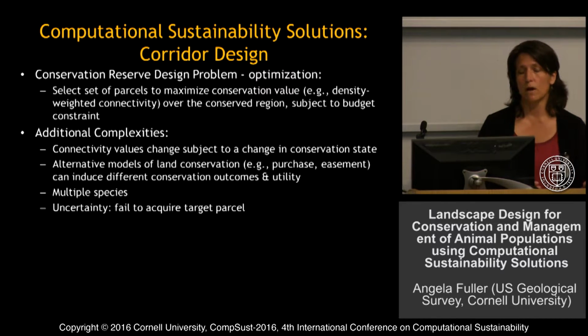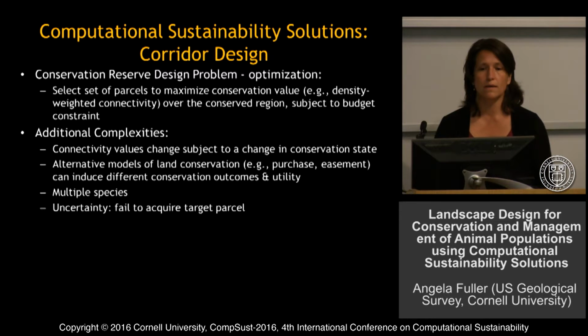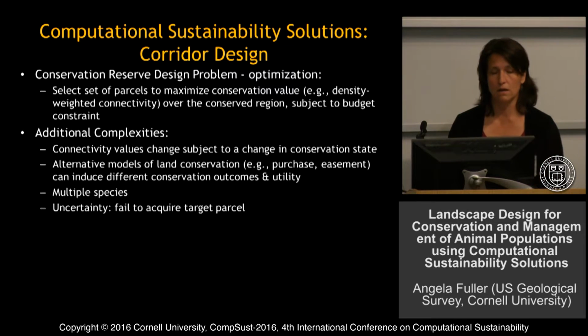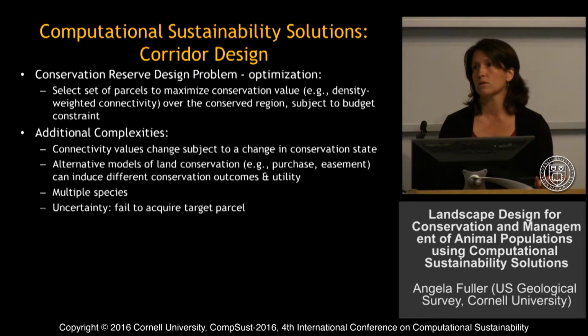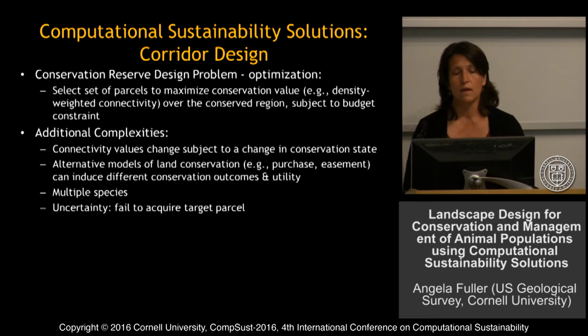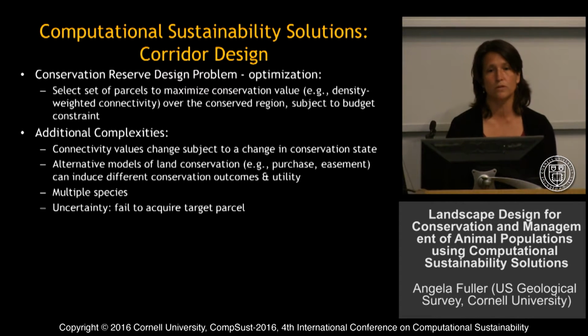We might have alternative models of land conservation, for example, purchase or easement of different parcels that can induce different conservation outcomes and hence different utilities to the species in question. We can also add multiple species in terms of the reserve design optimization. And then there's also a large source of uncertainty that's inherent here, in that we may have failure to acquire a particular parcel. So there's some sort of partial controllability issue here at play as well. So these are all issues that we hope to address using computational solutions in the future.